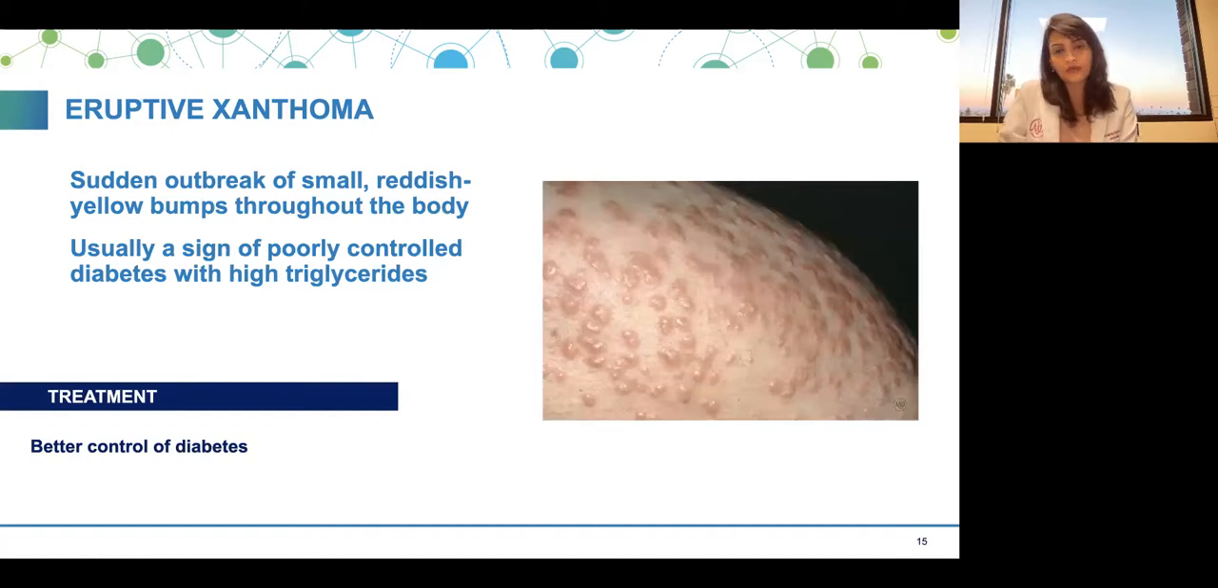Next is another pretty rare condition called eruptive xanthoma, where there's a sudden outbreak of small reddish-yellow bumps pretty much throughout the body. And again, usually it's a sign of very poorly controlled diabetes with high triglycerides. Treatment, again, is symptomatic management. If there is any underlying itching or symptoms, then it's getting that under control, and then better control of the diabetes.